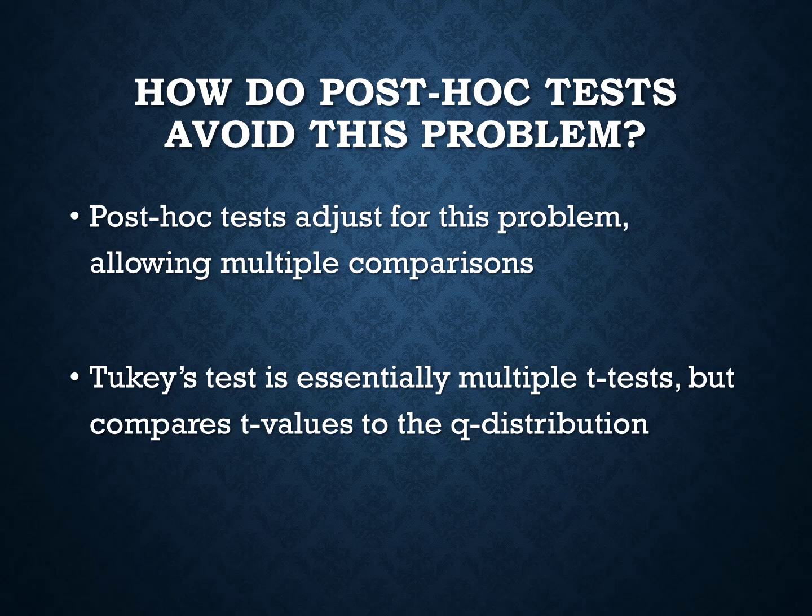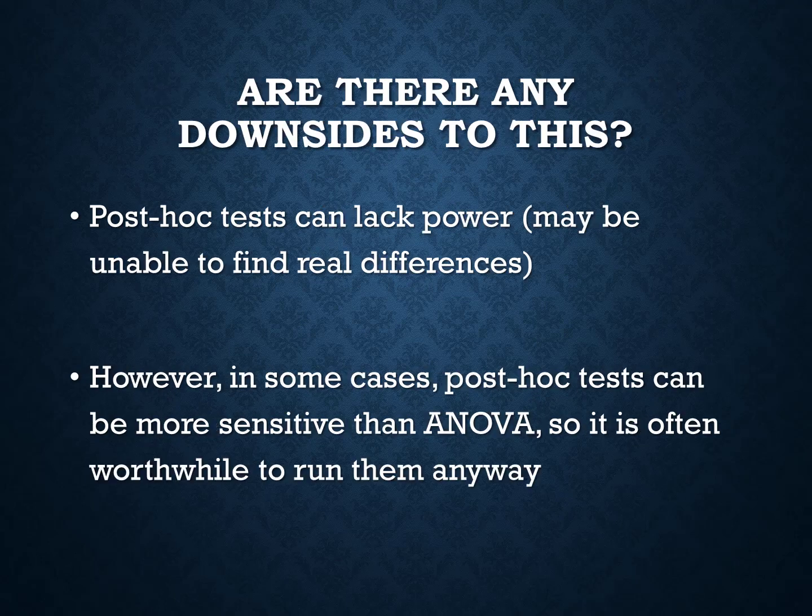Tukey's test is essentially running multiple t-tests, but it compares the t-values to a different distribution called the Q distribution. The Q distribution is more conservative than the t distribution. A more conservative test means you're less likely to make a type 1 error and less likely to find differences which do not really exist.